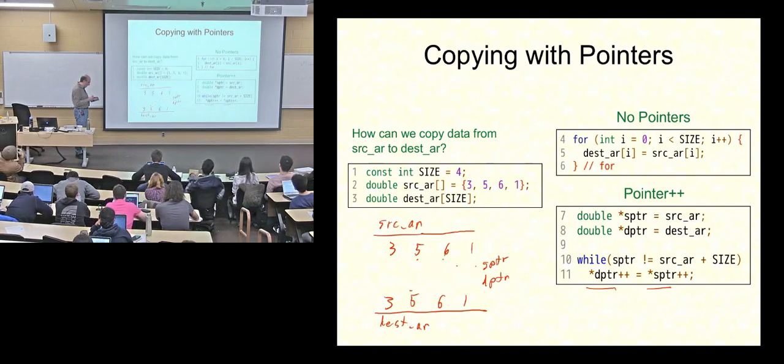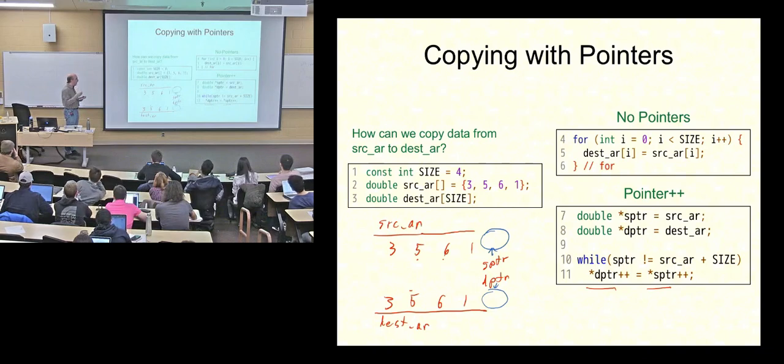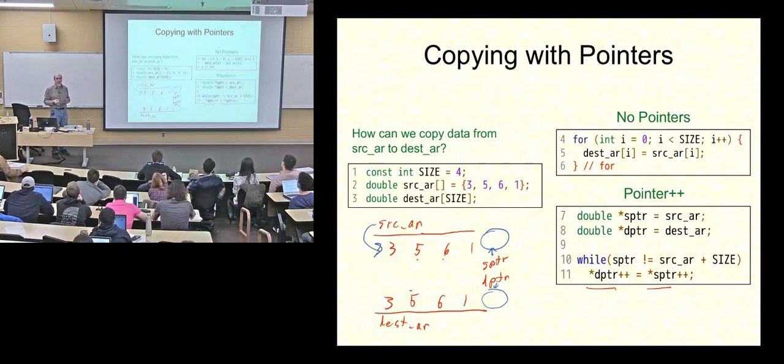So after we increment those pointers again, where do they point to? They point to basically just off the end. Well, the while loop says, while the source pointer is not equal to source array plus size. Well, source array points to the first element. Where is source array plus size? It's 1 past the end. Source array plus size points to just past the end.